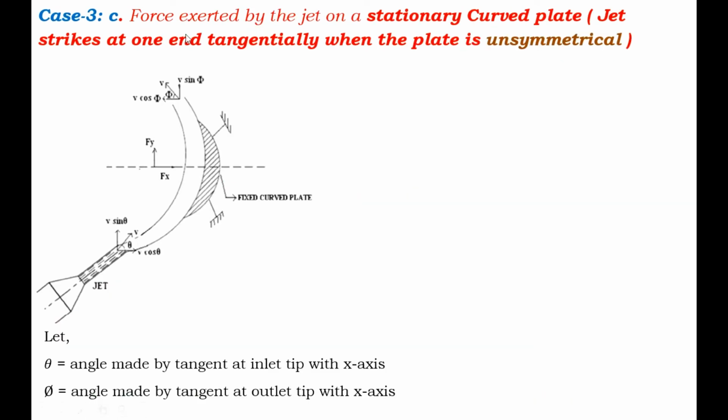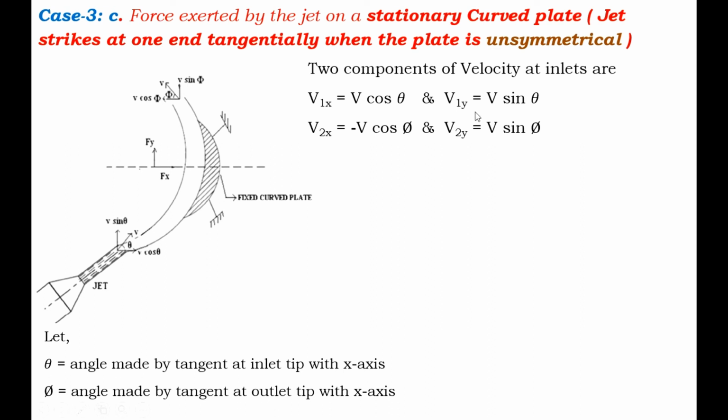Now consider the next case for the curved plate. Force exerted by the jet on a stationary curved plate, that is, the jet strikes at one end tangentially when the plate is unsymmetrical. In the previous case, the plate is symmetrical. In this case, the plate is unsymmetrical. So the angle made by the tangent at the inlet tip with the x-axis is theta, and the angle made by the outlet tip with the x-axis is phi. Now we get two components of velocity at the inlet: v1x is equal to v cos theta and v1y is equal to v sin theta.